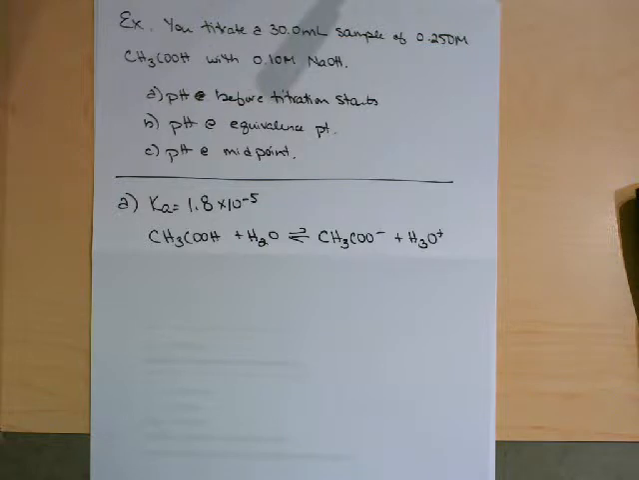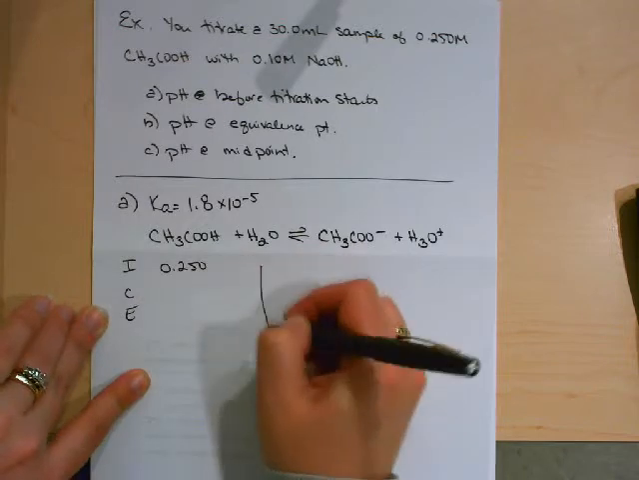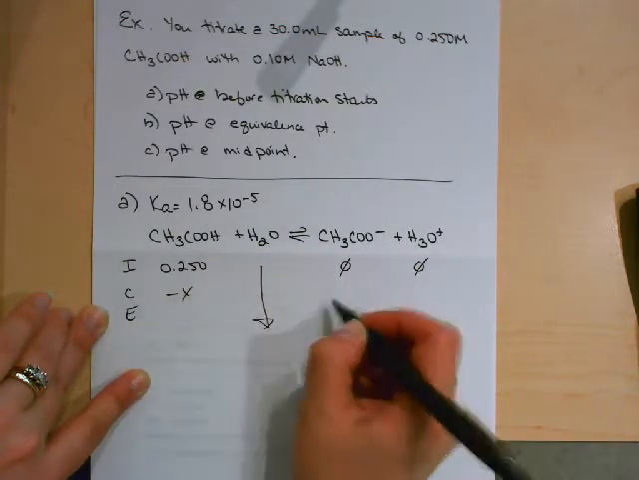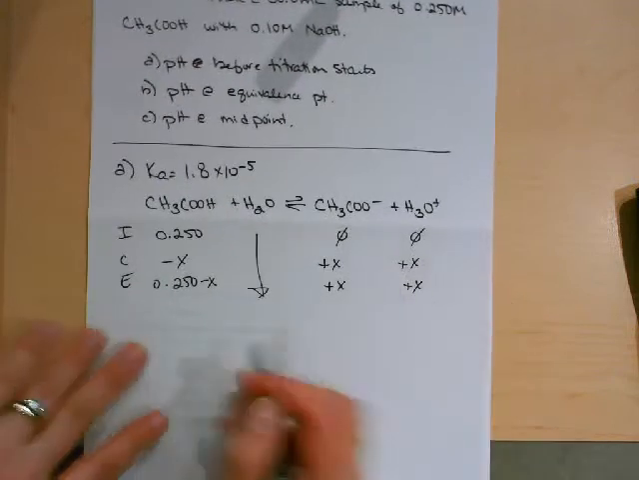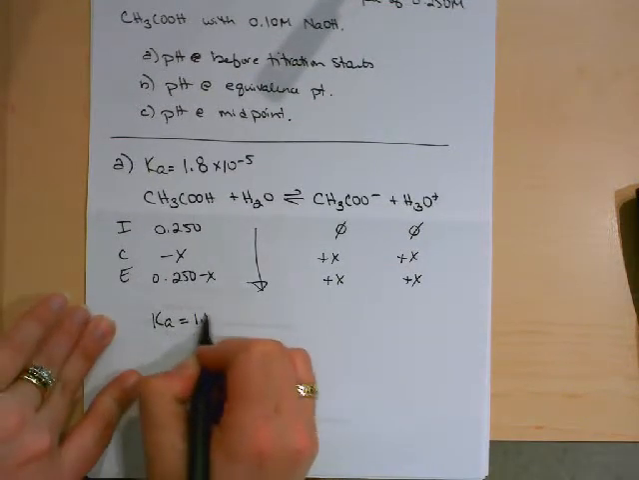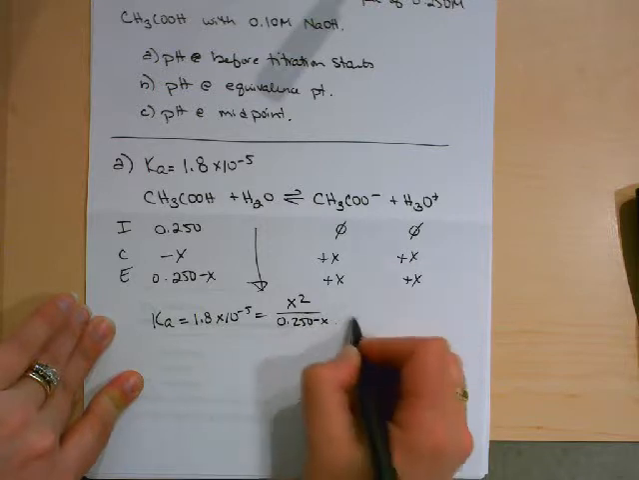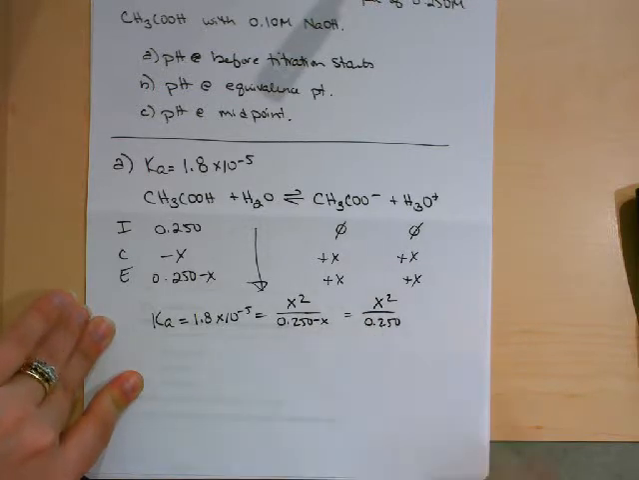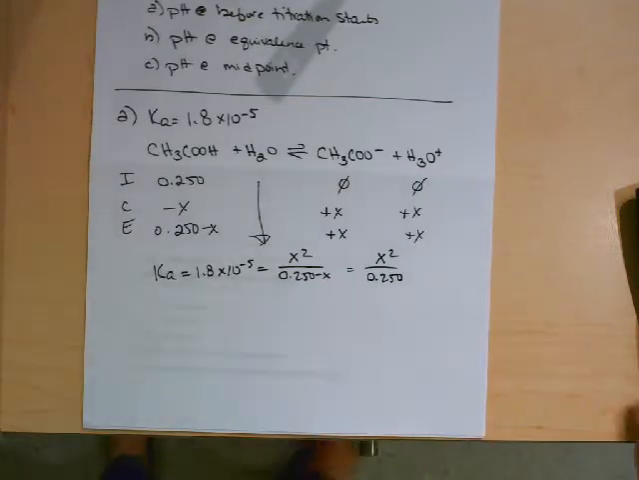Alright, before the titration starts, what sort of chart should I use? Plain ICE chart, right? So if I'm in a plain ICE chart, what sort of unit? Just regular molarity. So 0.25. How would you show me, if I asked for it, that the X is small? What rule would you have to use? 5% rule. Okay. Alright, so let's see what this X is.